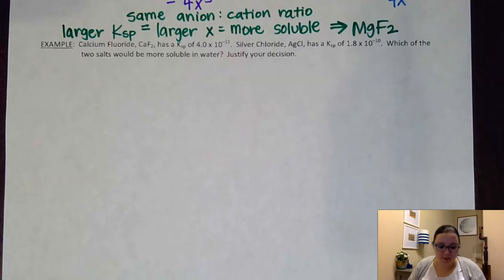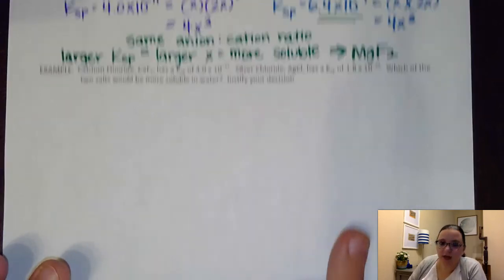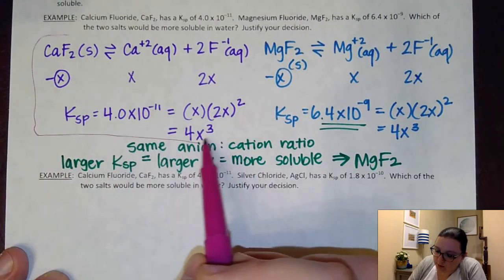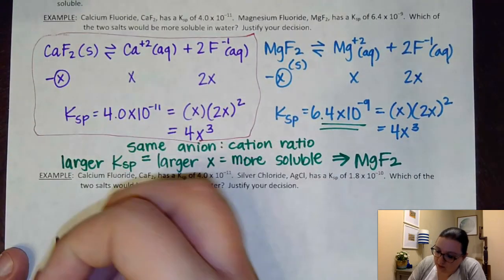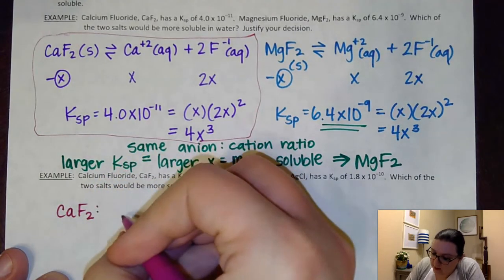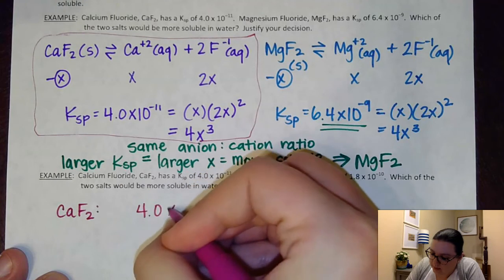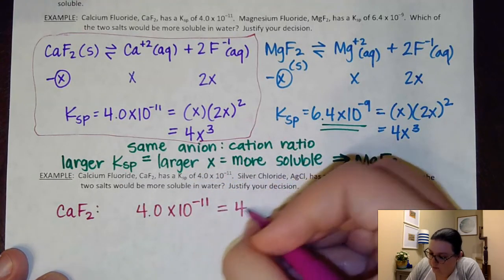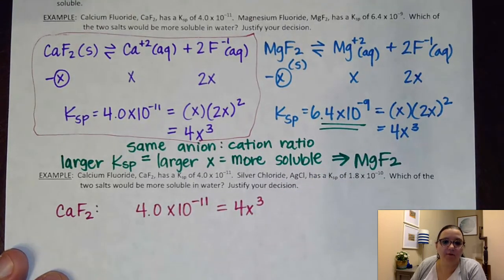So let's look at this one. Now, I'll be honest, this one uses calcium fluoride again from up here, so I'm not going to set this one up again. I'm just going to write, for the CaF2, the 4.0 times 10 to the negative 11th would equal 4x cubed. So I'm just going to rewrite that from up above.